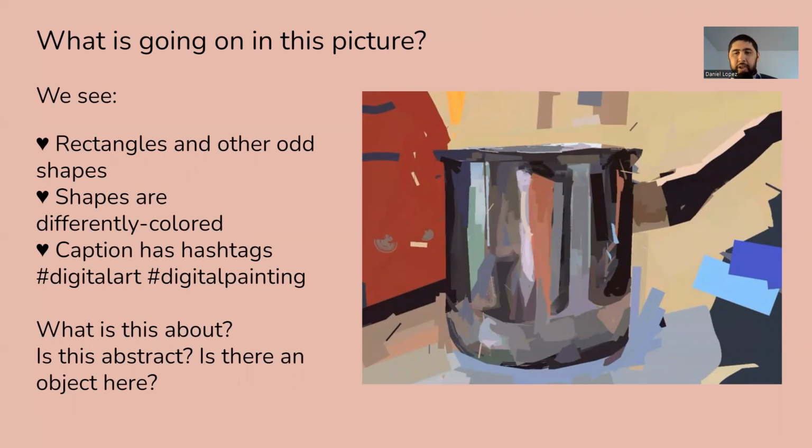So this next image, here's what we actually see on a physical level: rectangles and other odd shapes. The shapes are differently colored and different sizes and such. And the caption has the hashtags digital art, digital painting. So at first it does look like a weird random mess of rectangles, right? However, the more we look at it, the more we realize, oh yeah, that might represent a pot with reflections on a mirrored surface.